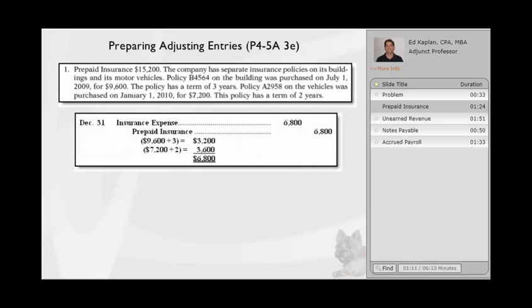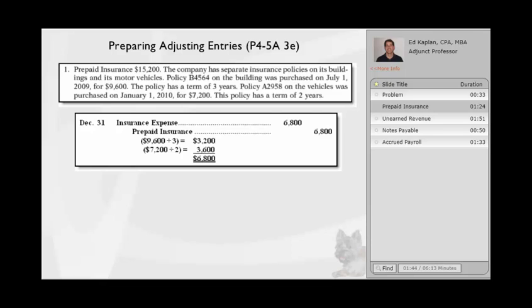Okay, now you see the answer in front of you on the screen. On December 31st, we debit insurance expense for $6,800 and credit prepaid insurance for the same amount. Now, how did we come up with that amount? Well, the building policy was purchased July 1st of the year earlier for $9,600. It was a 3-year policy. So we need to record 1/3 of the cost of the $9,600 policy and reflect that cost as an expired cost. Expired costs are also known as expenses on the income statement.